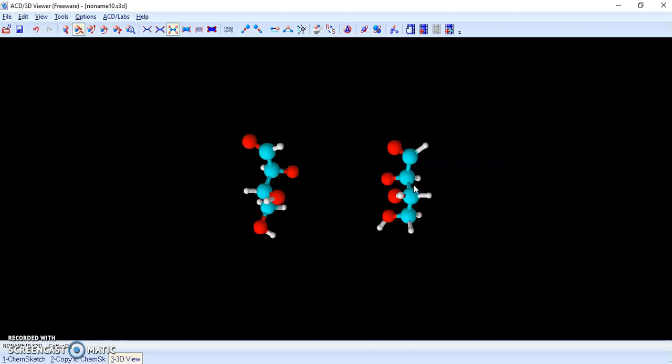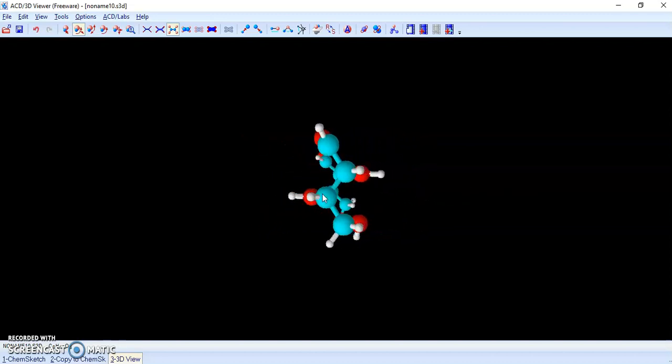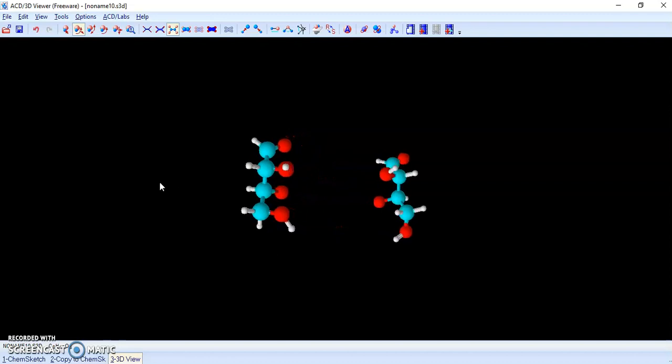And so you can see that the second blue atom from the bottom is our chiral carbon. You can see that you have a hydroxyl group, where the oxygen is red, coming out towards you on one side, and on the other molecule it's coming out towards you on the other side. And so they are mirror images of one another. They are not superimposable.